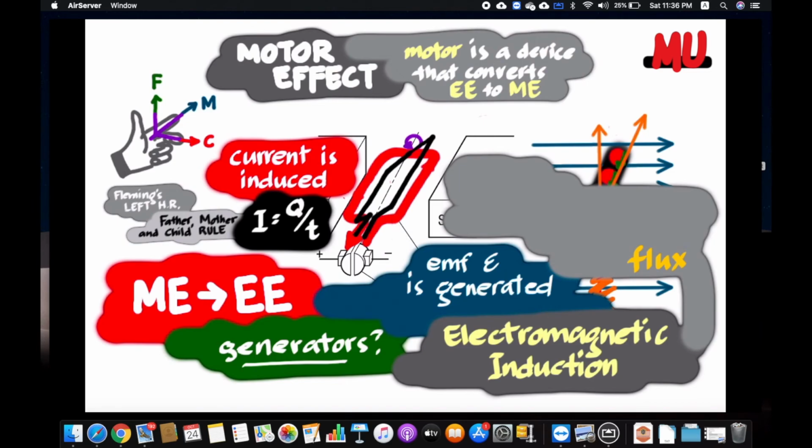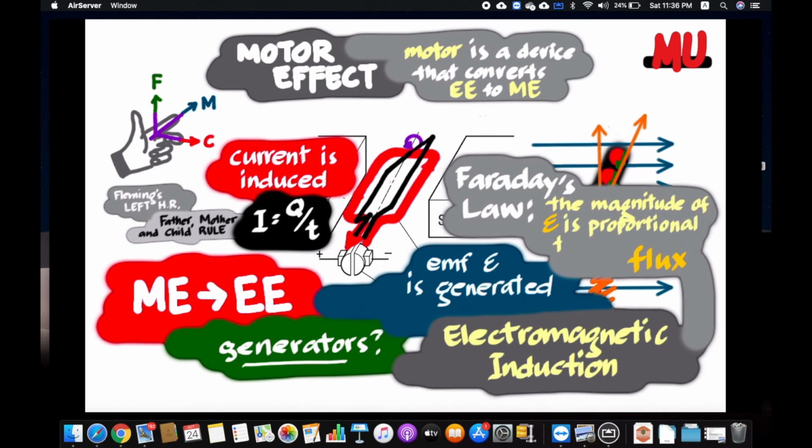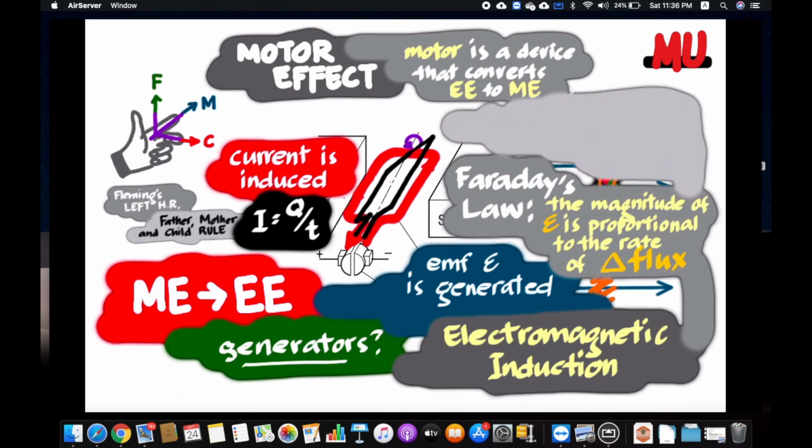This law was first taught by Michael Faraday, so it is named Faraday's law, which states that the induced EMF is directly proportional to the rate of change in the flux. Faster rate, more EMF. Now, the second law is called Lenz's law.